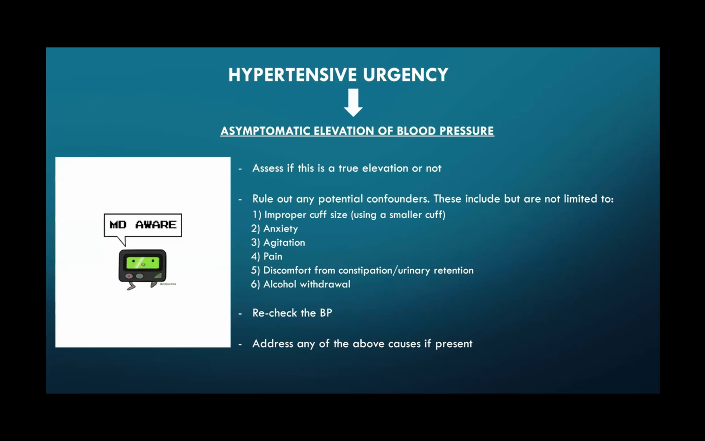So in terms of hypertensive urgency, now this is your patient who has asymptomatic elevation of his blood pressure, right? This is the patient you get paged about at night, where the nurse will just drop in a note saying blood pressure 180/100, MD aware. So what do you do? What do you do in these cases?